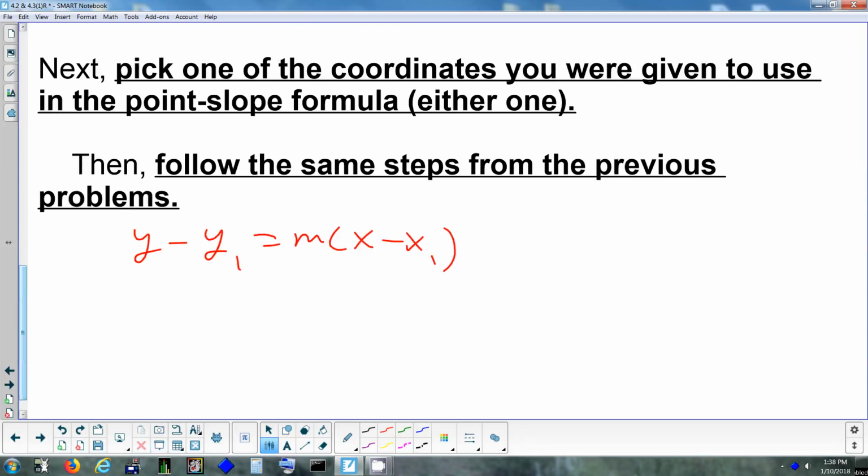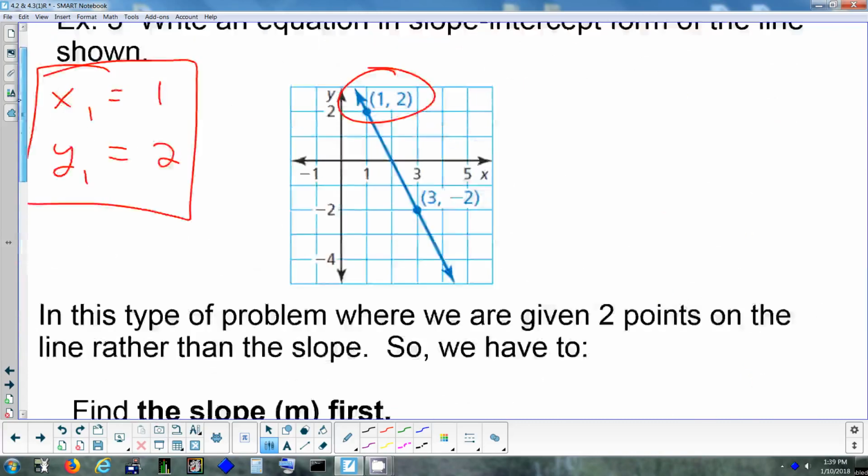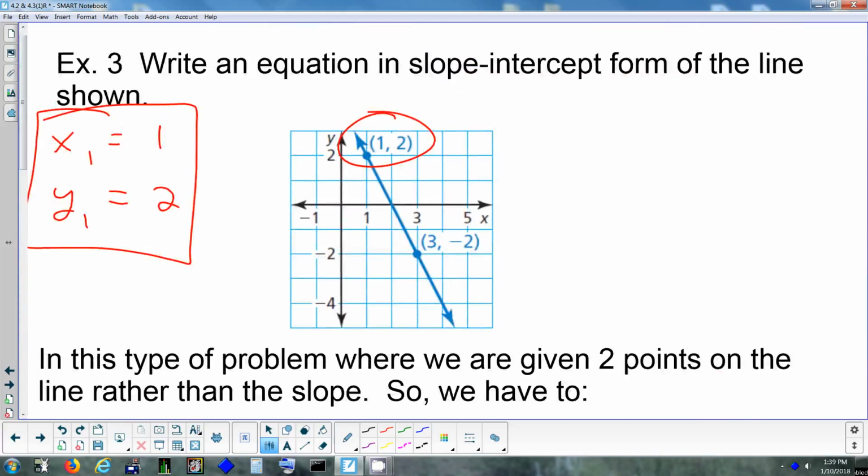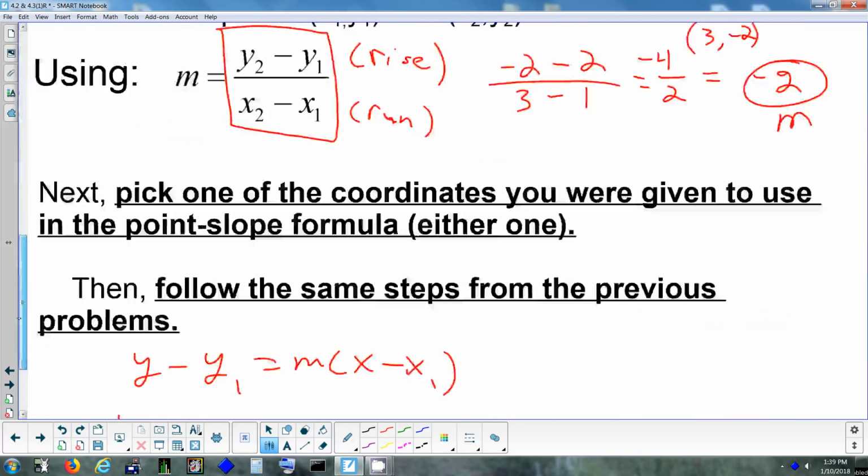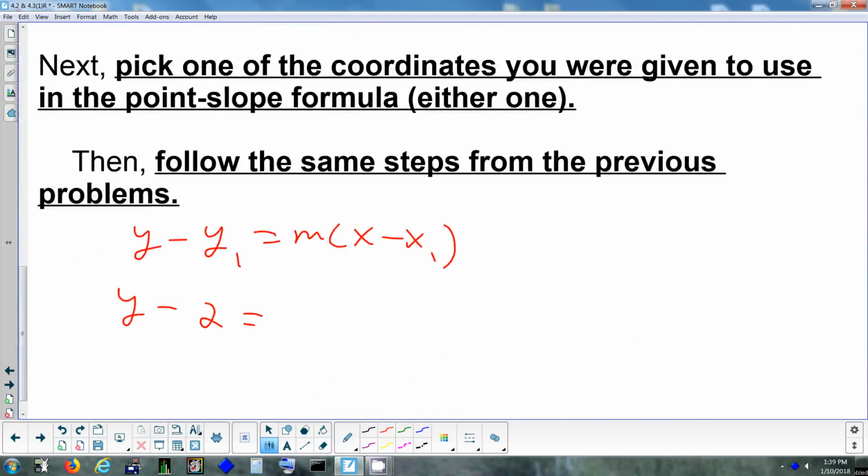Let's get this answer. Y minus, what did we say y1 was? Y1 is -2. Oh, I seem to mess those up. So I guess I had y1 as positive. It's 2. My writing's really messy, so the equal looks like a negative. Slope, we just figured out.